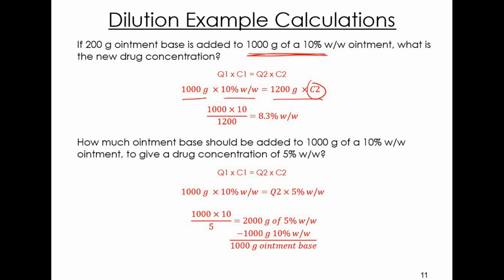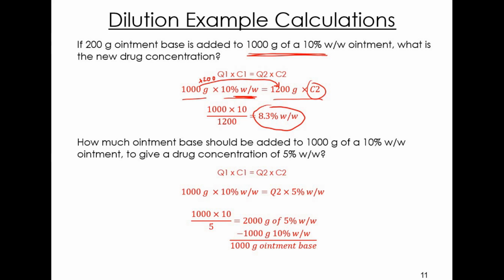We want to find the new drug concentration if we add 200 grams ointment base to 1,000 grams of the 10%. So that means, again, remembering that the Q is the total quantity, that means that we have 1,000 plus 200. So 200 doesn't go in here. It's 1,200 that goes in because we'll have 1,200 total grams of the new concentration. So we multiply 1,000 times 10. We divide by 1,200. And because our original concentration was at 10% weight per weight, the answer will also be % weight per weight.